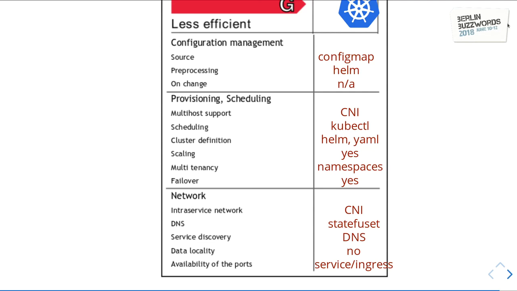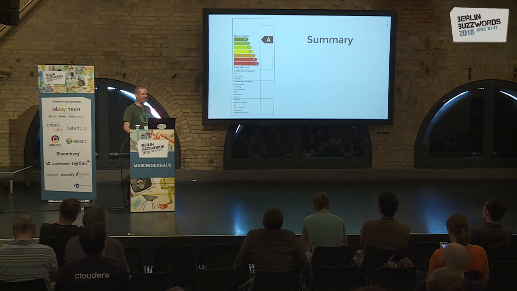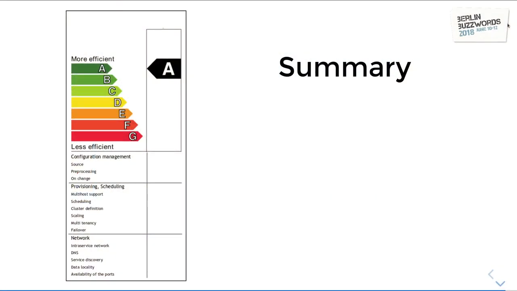But what I would like to say is that if we compare freezers or washing machines before we buy them, then we can compare the containerized environment as well. And I think these are the most important questions which should be answered somehow anyway. OK, that was the summary. So don't buy without checking the label.